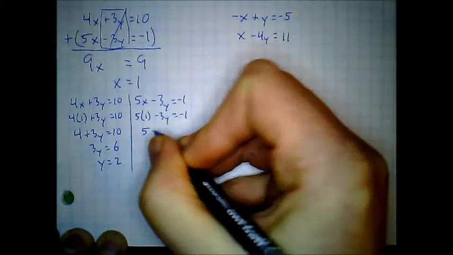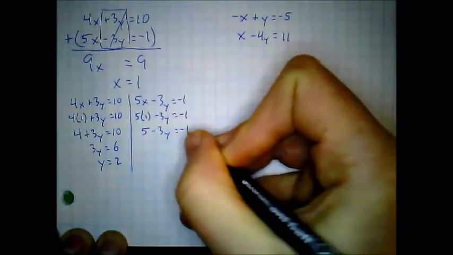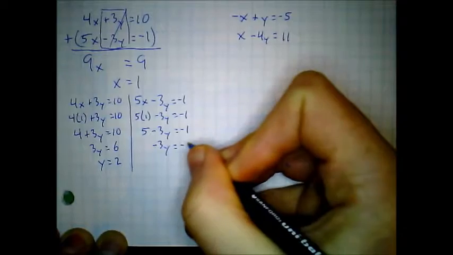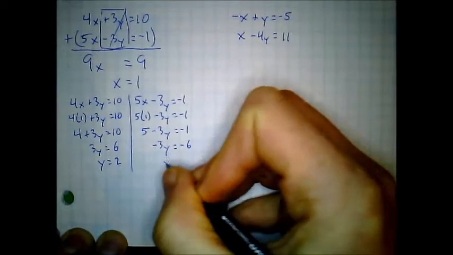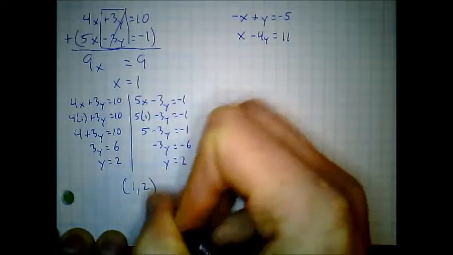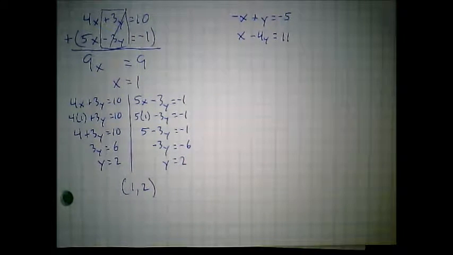5 times 1 is 5. Minus 3y equals negative 1. Subtract 5 from both sides. Negative 3y equals negative 6. Divide by negative 3. Y equals 2. So these two lines are going to intersect at the point (1, 2).